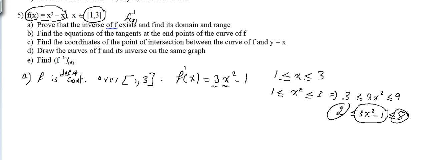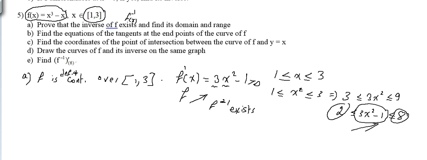So 3x squared minus 1 is always positive. Then the function f is strictly increasing, so it's monotonic. So f inverse exists. This is the first part.